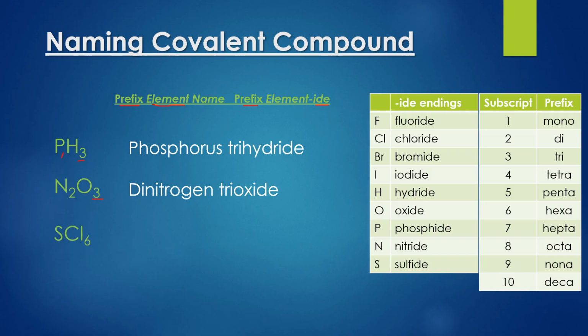Last example, SCl6. Once again, notice the first element present, there's only one of them, so we're not going to put a prefix on it. In the case of S, that means it's sulfur. So we'd write sulfur, no prefixes, no alternate endings. And then for the chlorine that's attached to it, hexa for 6 of them. And then chlorine becomes chloride. So we get sulfur hexachloride.